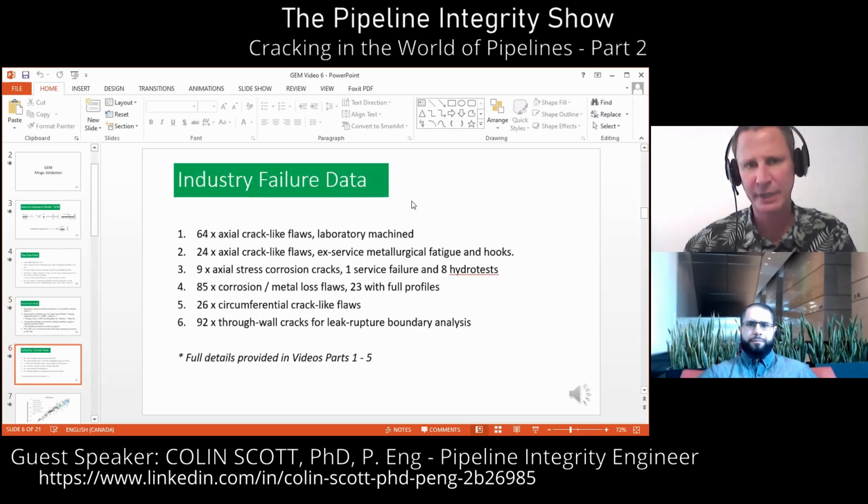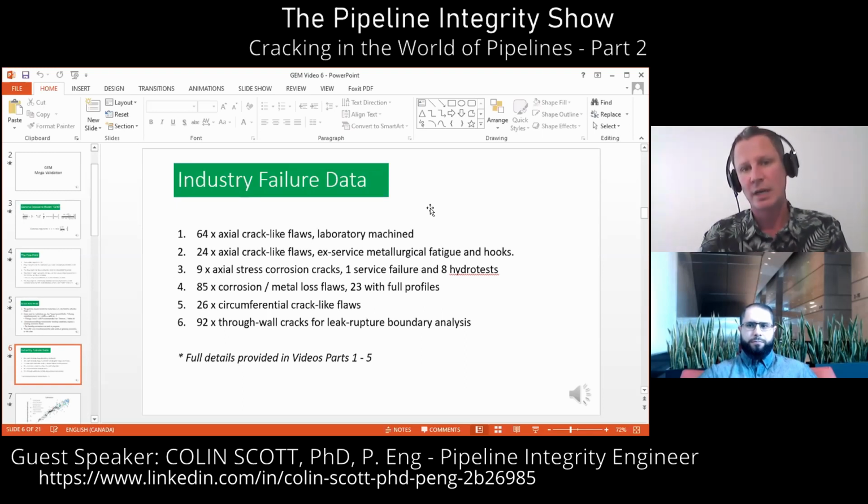But what I do have is a good pile of industry failure data. This turns out to be something like 300 data points. I've got laboratory machined cracks. I've got service cracks, fatigue hooks. I've got stress corrosion cracks. I've got metal loss, and in some cases, I've got full profiles. I've got circumferential cracks, and I've got through wall cracks for leak rupture boundary analysis. So I really have a long laundry list of all the cracks that we're potentially interested in.